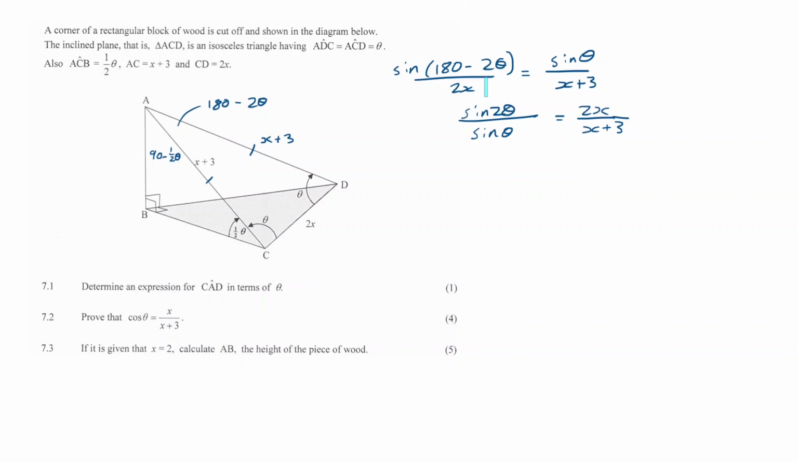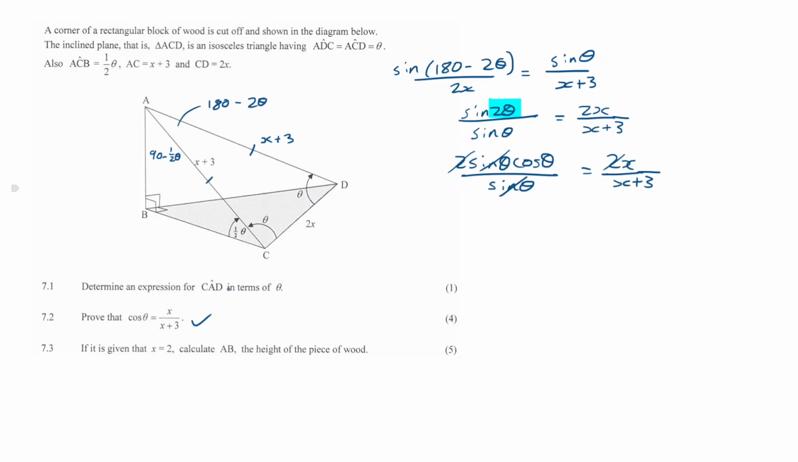My brain is buzzing when I see 2 theta because that's a double angle. Sine is easy because there's only one option. So it's just 2 sine cos over sine theta equals 2x over x plus 3. This is great because these cancel and I can divide both sides by 2 to get rid of this 2 and this 2, which leaves me with just cos theta equals x over x plus 3, which is what I wanted, which is great.